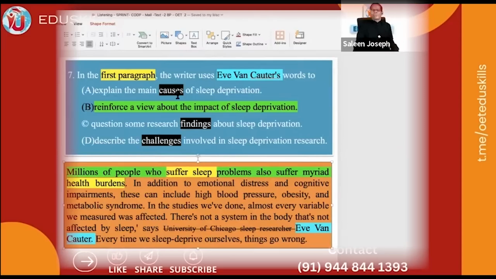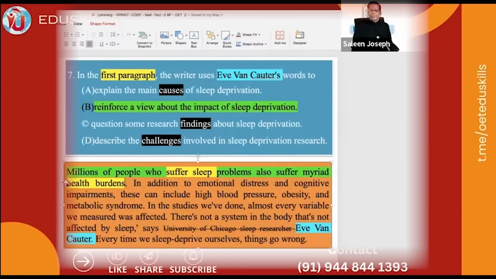And here you have option A, cause. Definitely, this here is speaking about there is not a system in the body that is not affected by sleep. That is the negative expression. If you put it positively, it means every system in the body is affected by sleep deprivation. That's how you have to make it your own to understand an analysis of the text or the audio in listening. Now, this topic sentence is going to speak about the impact of sleep deprivation, the health problems, health burdens.